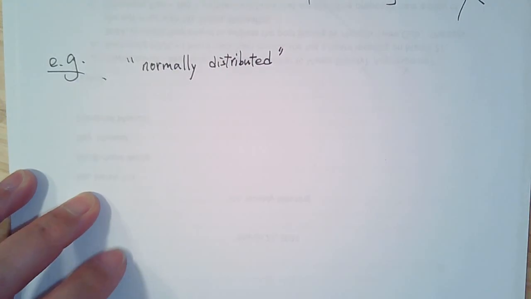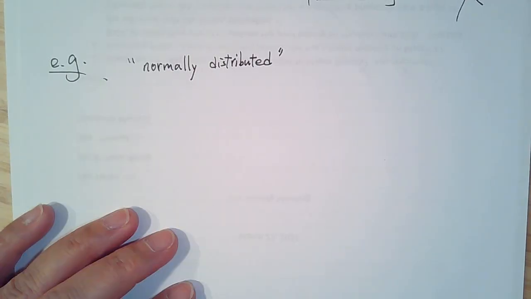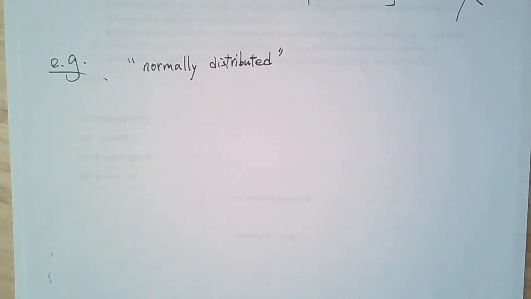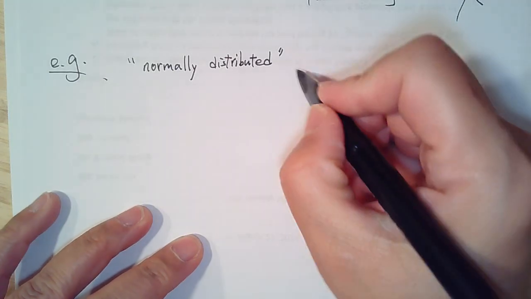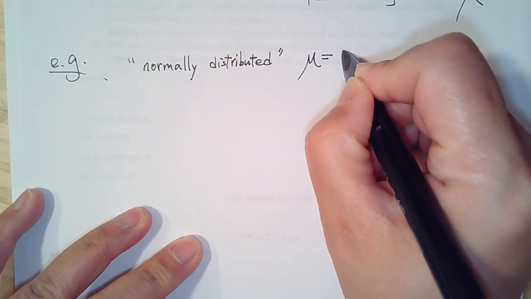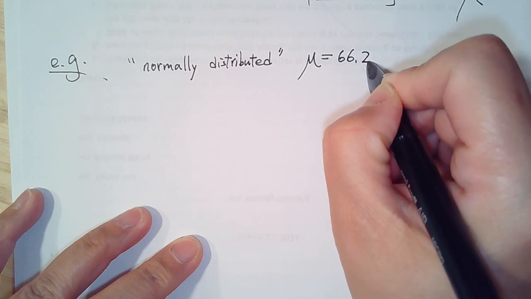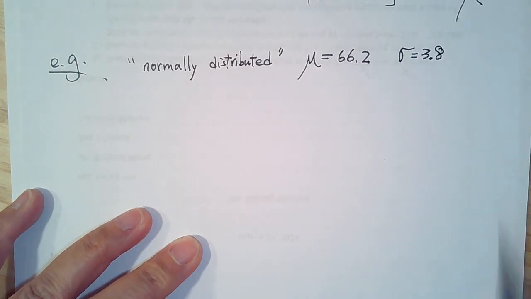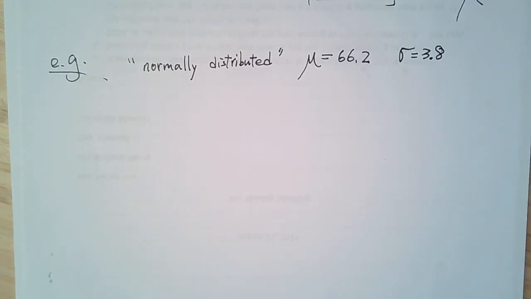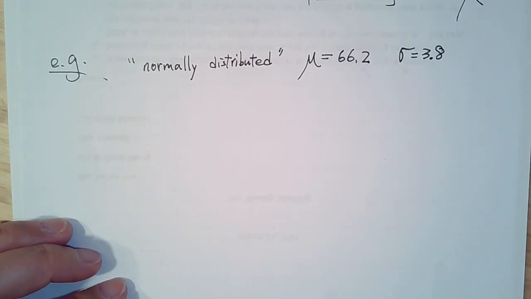I think every time you hear "normally distributed," you should be very excited, okay? Because there's something that we know how to do. Normally distributed with a mean mu equals 66.2, and a standard deviation 3.8. Okay, mean, standard deviation.